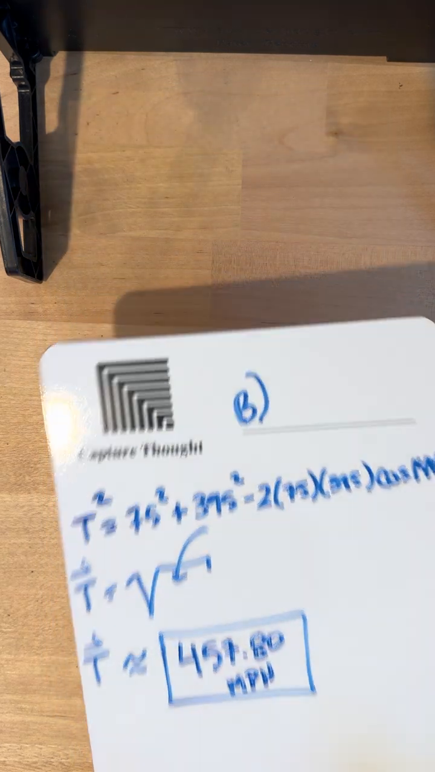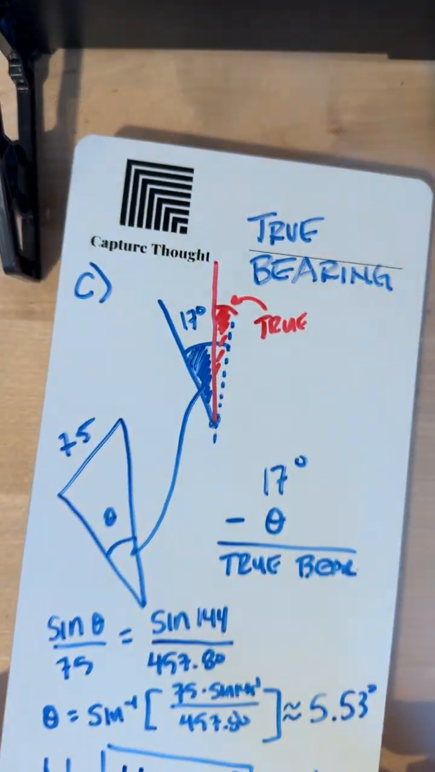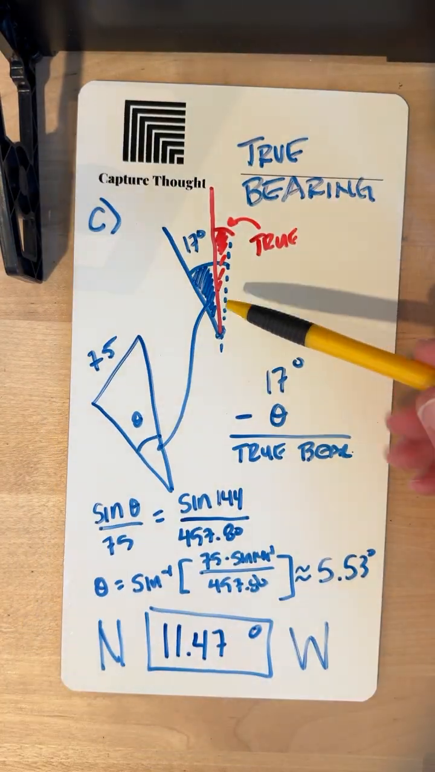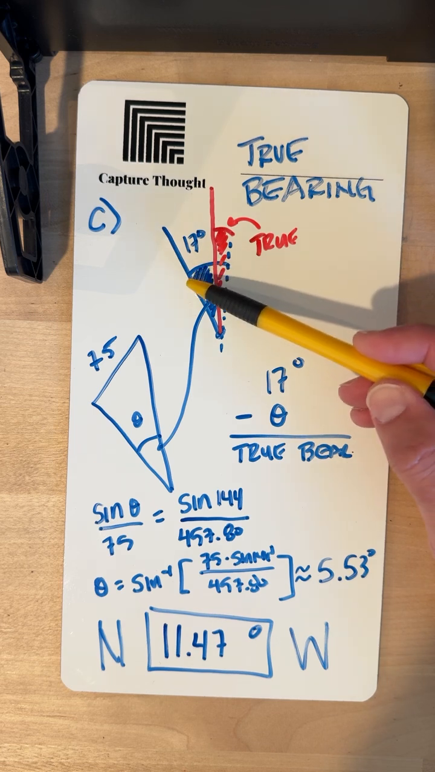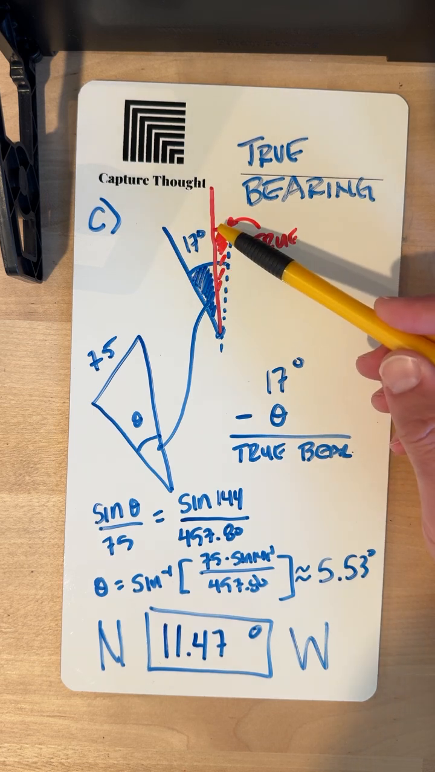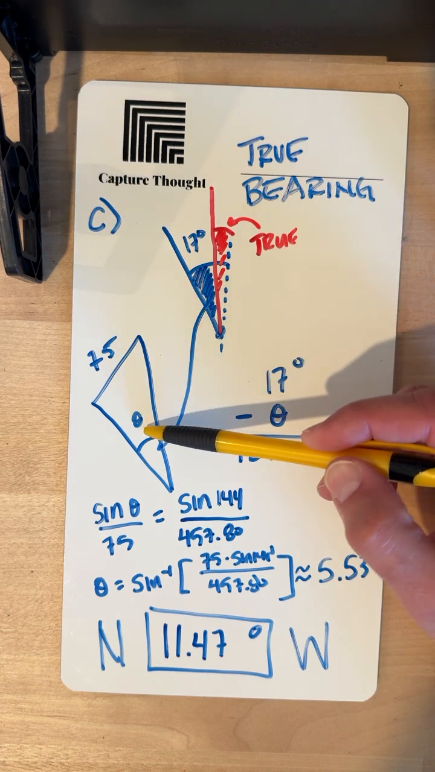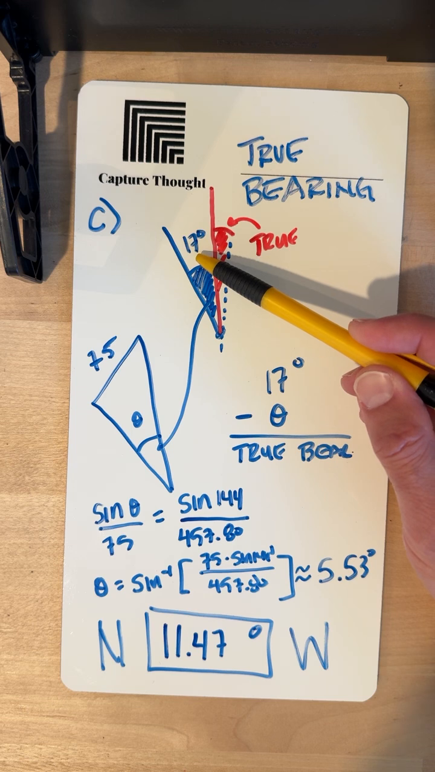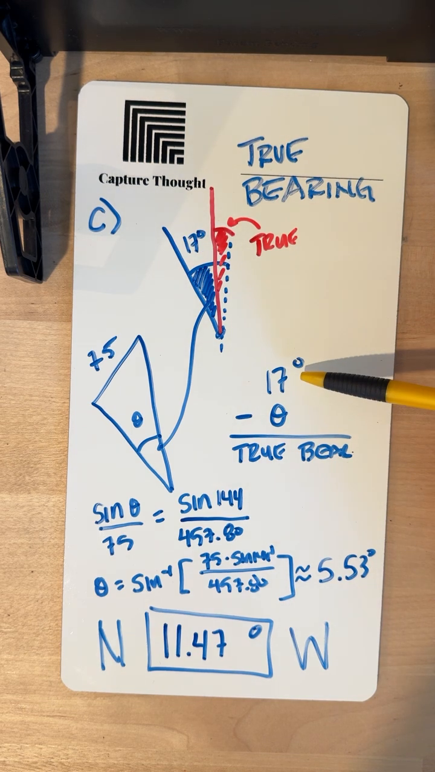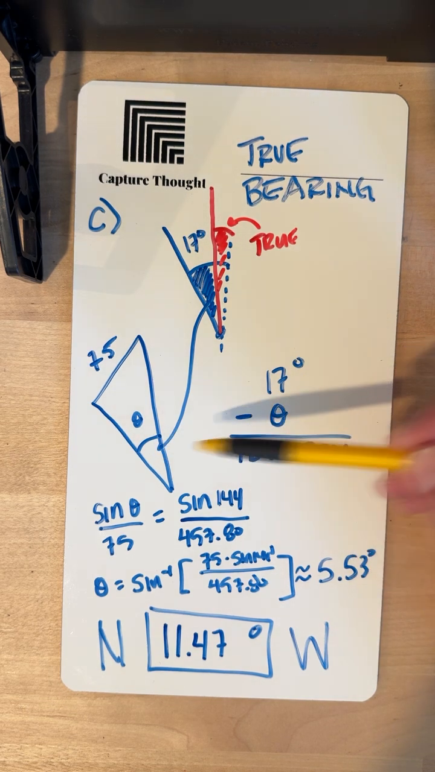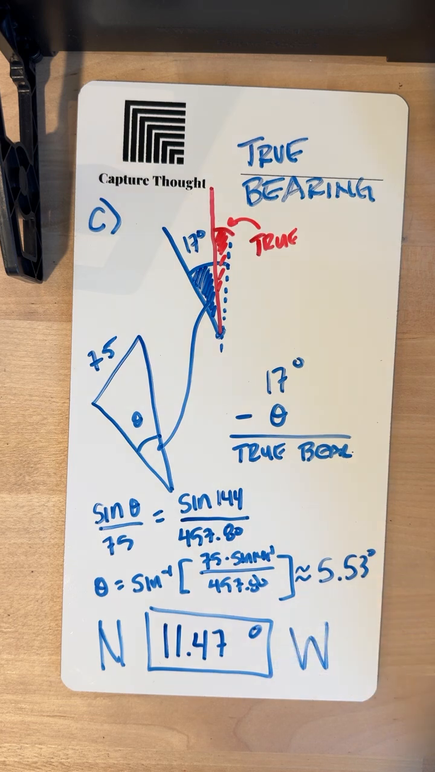Then part C is asking us for the true bearing. So here's what we're going to do. Remember, when we started this, we knew that this whole angle was 17 degrees, but there's a little bit of it that has been cut off by the triangle, and that's our true bearing right there. So I'm going to figure out what this little angle is. I know it's going to be smaller than 17, and once I do, I'm going to take 17 and subtract it from whatever angle that is, and that's going to be my true answer. So I'll call this theta.